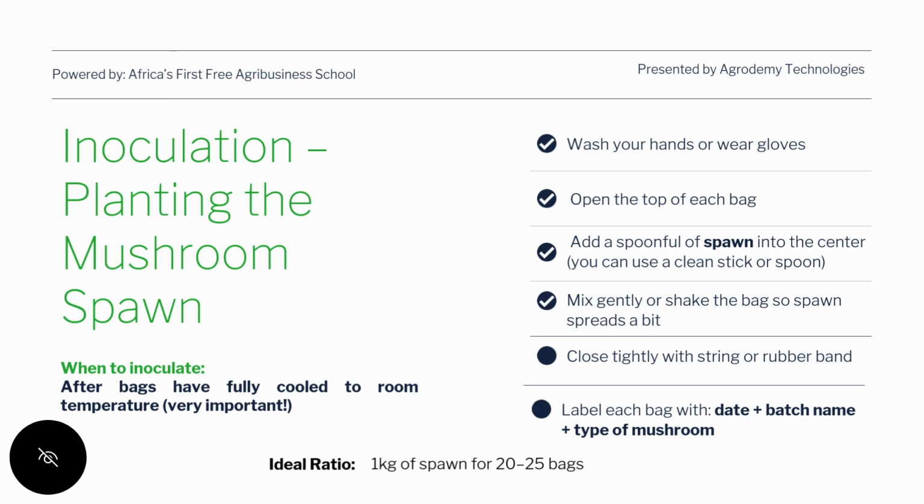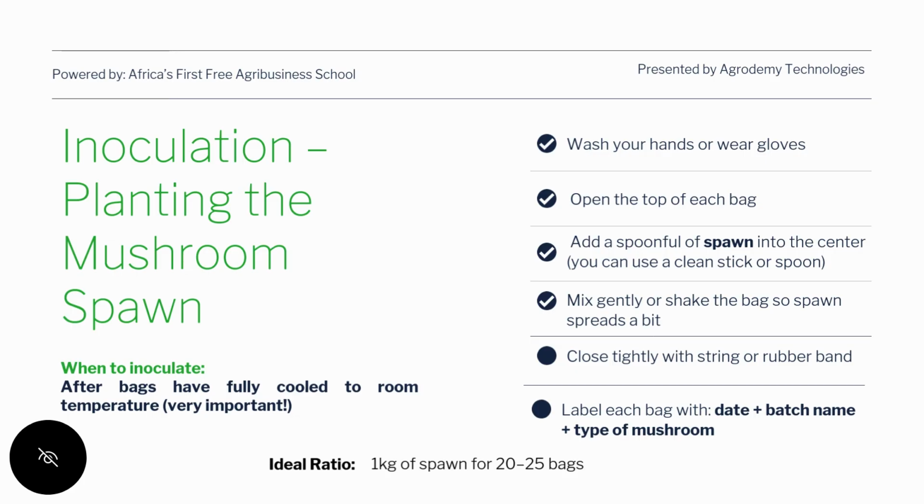Then you put a spoonful of your spawn in the center. So I like to say maybe use a clean stick. For us, we had a spatula. So we just dig it in and then we pour our spawn inside. Then you just mix it gently or shake the bag so that the spawn can spread a bit. Then close it tight again with your rubber band or your string if you have a string.